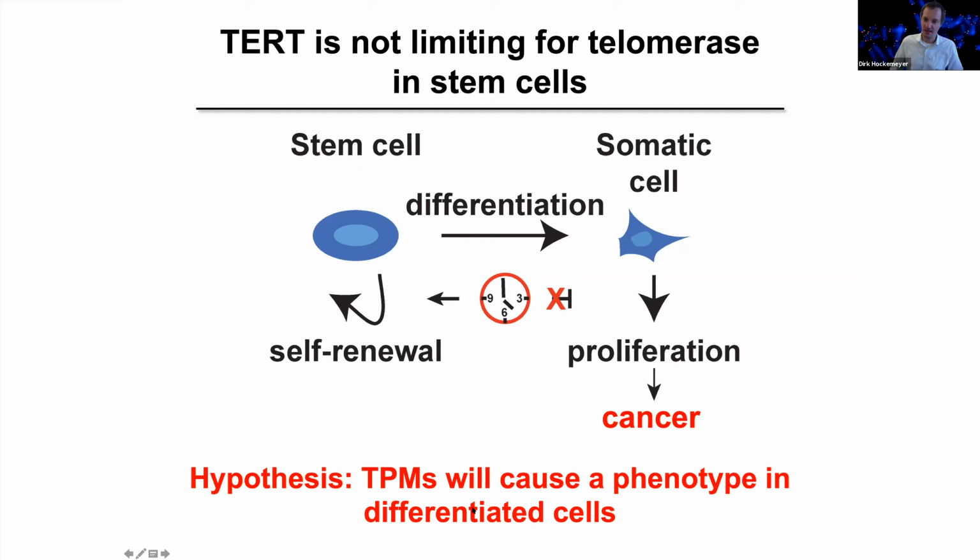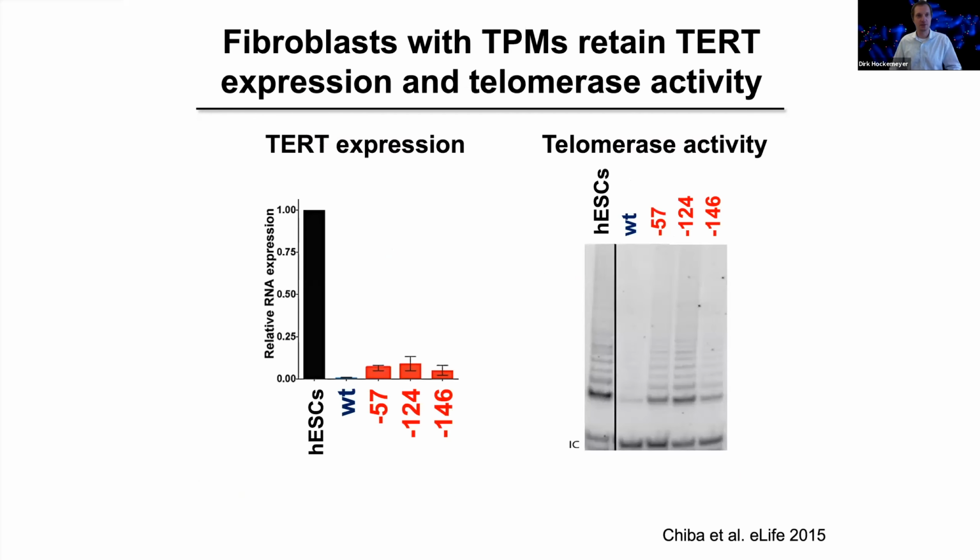And so he went on and tested the hypothesis that he formulated by taking these TERT promoter mutations in human embryonic stem cells and differentiated them into somatic fibroblasts that are naturally telomerase negative. And that's where the story started to become really interesting. This is the expression of TERT in human embryonic stem cells. If you take these cells and differentiate them into fibroblasts, TERT expression is silenced. However, if you do this differentiation in cells that carry any of these TERT promoter mutations, we see significant increase in residual TERT expression.